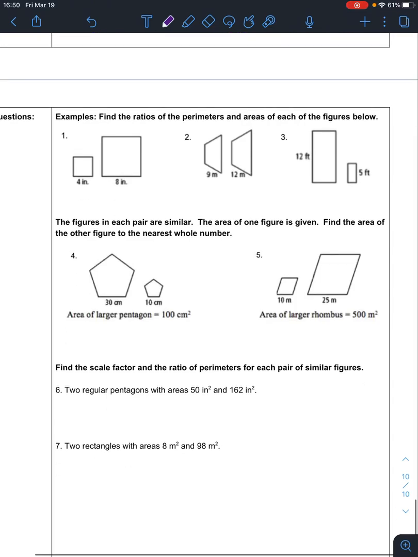So let's see if we can apply that to some shapes. Find the ratios of the perimeters and the areas of each of the figures below. Well, we found out that whatever the ratio of the sides is, that's going to be the ratio of the perimeters.